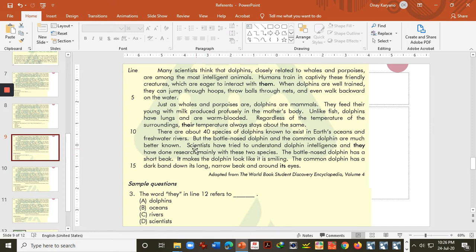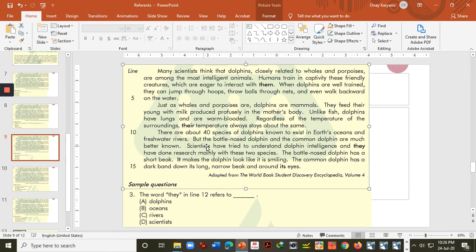Di sini ada kata scientist sebagai noun, ada dolphin sebagai noun. Oke, tapi dari sini kita lihat bahwa dolphinnya tidak pakai S, jadi kemungkinan adalah scientist. Oke, kemudian ini ada kata oceans and rivers. Now look at this. They have done research. Kira-kira kalau have done research itu siapa atau apa?